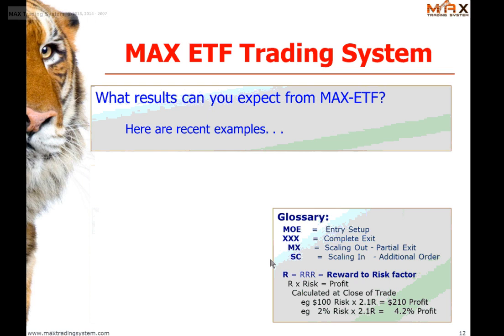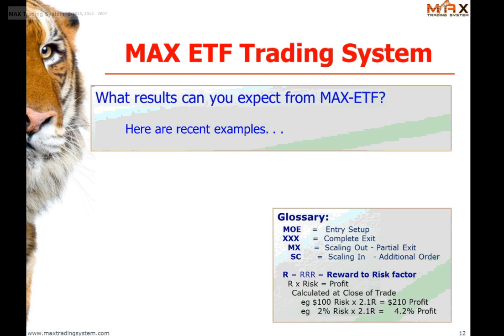I will use these terms, a small glossary, in the examples I'm going to show. MO represents an entry setup; MO is the abbreviation for momentum entry. XXX is a complete exit. MX is a scaling out, a partial exit, or a momentum exit. SC represents a scaling in, or adding to a trade. R will represent the risk, and RRR will represent the reward to risk ratio, the result of the trade in a normalized way using Van Tharp notation.